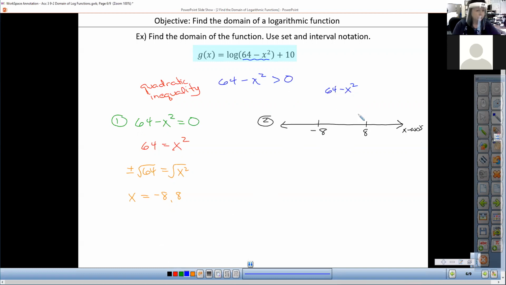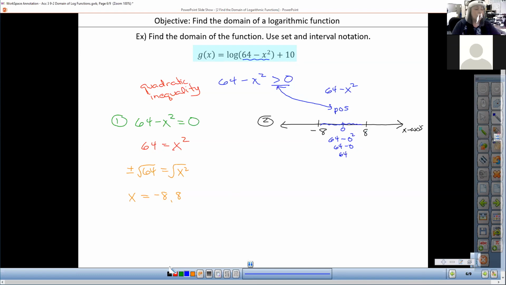For example, I can choose x to be 0, which would be between the negative 8 and the 8. So I'm looking at 64 minus 0 squared, which is 64 minus 0, which is 64. 64 is a positive number. So that means that the x's in this section will create positive numbers. Remember, I want my argument, which is 64 minus x squared, to be positive, to be greater than 0. That means that this section is part of my domain.